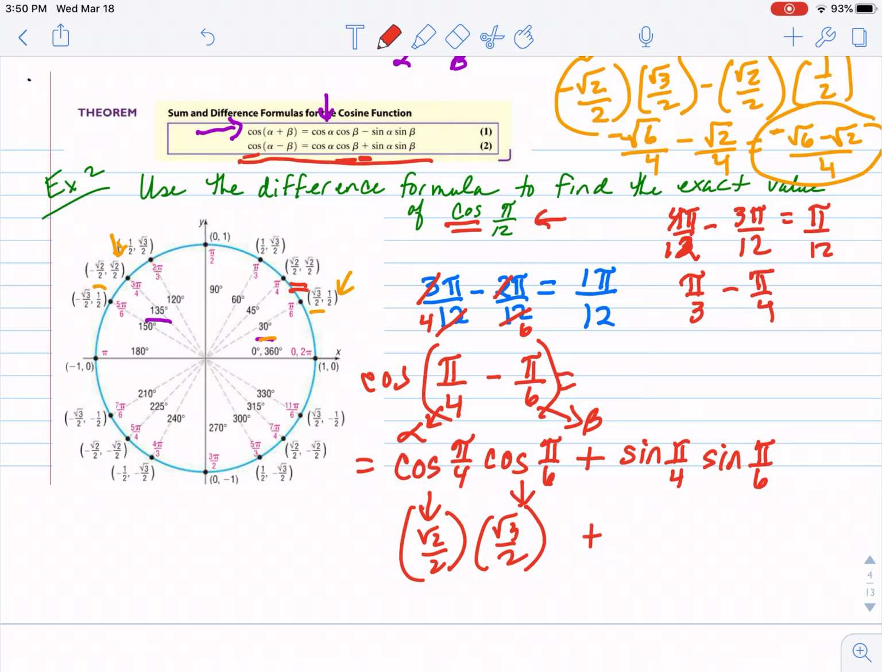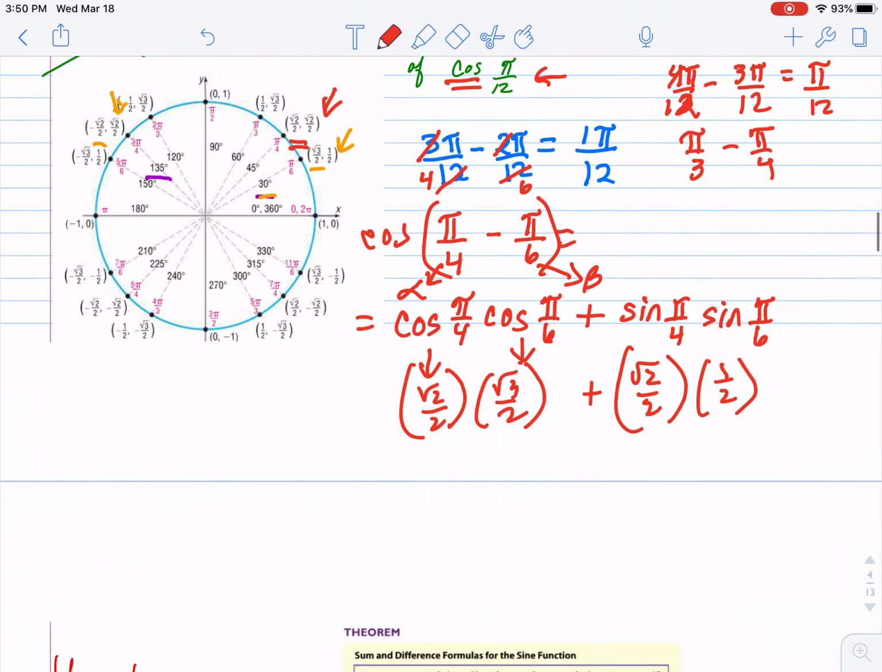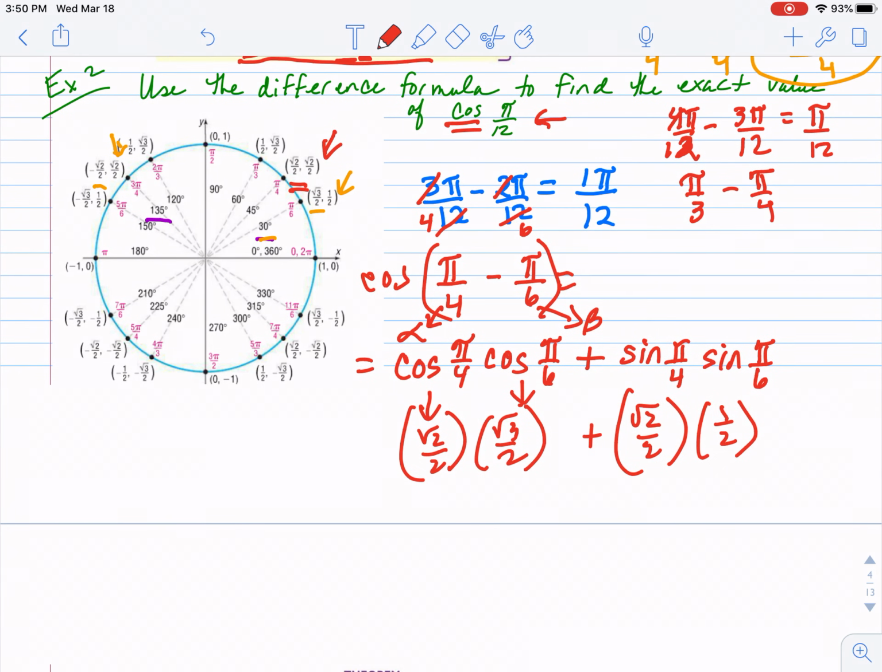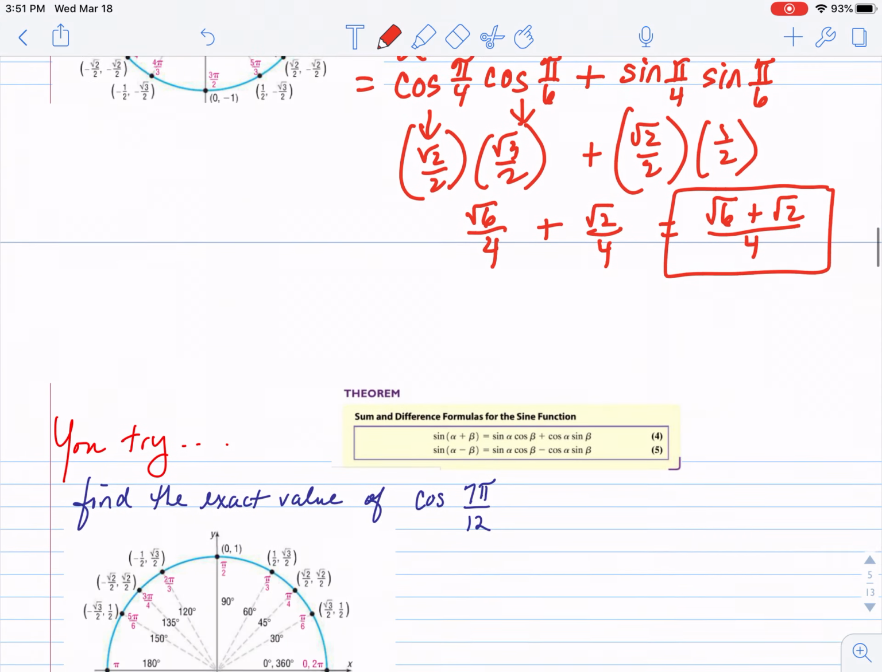Okay? Plus the sine of pi over 4. Sine of pi over 4 is rad 2 over 2. And the sine of pi over 6 is 1/2. Now you just finish it up, you multiply. So rad 2 times rad 3 is rad 6 over 4, plus rad 2 times 1, which is rad 2 over 4. Add those up, you get rad 6 plus rad 2 over 4. Awesome. There's your answer. Moving on.